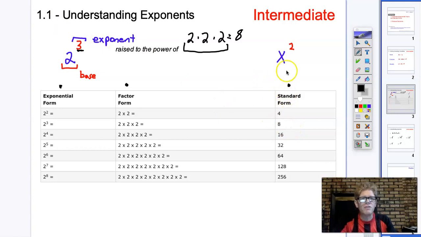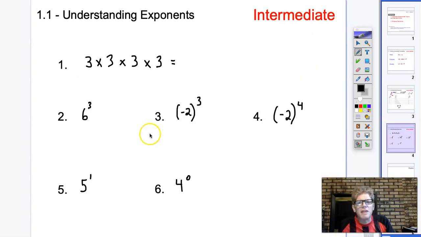Now understand that the standard form really only applies to exponents that have a numeric base. If you've got a variable and it's raised to a power, that's not really going to have a standard form, because x to the second is really just x to the second. You can't simplify it anymore. You can't evaluate it any more than that. So now let's take a look at some actual example problems for exponents.